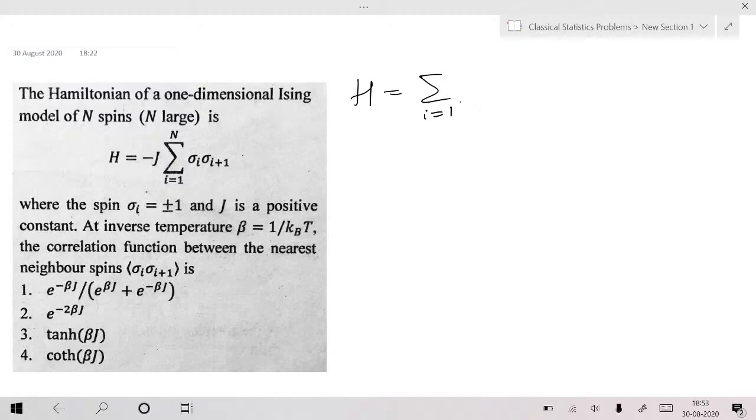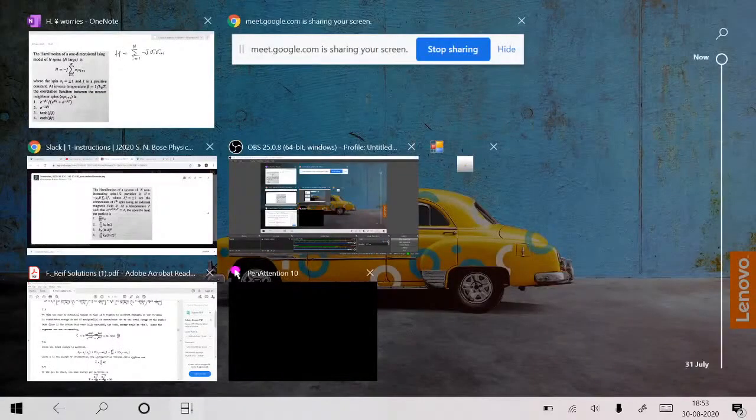Yeah, now look at here. H is equal to the sum over i equal to 1 to N of minus J into sigma i sigma i plus 1. Okay, this is quite different from the earlier problem. In the earlier problem we defined individual particle energy, but this is an interaction term, okay. Again, suppose this energy is defined as an interaction term actually.